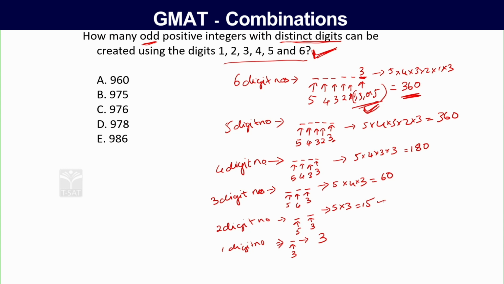So, when you add all of these, you will get the total number of ways, and the sum comes out to be 3 plus 15, you get an 8 in the units digit. There is only one option with 8 in its units digit, so you can just select option D instead of calculating the total sum, or else calculating the sum also won't take much time. You will get 978 as the answer, that is option D.